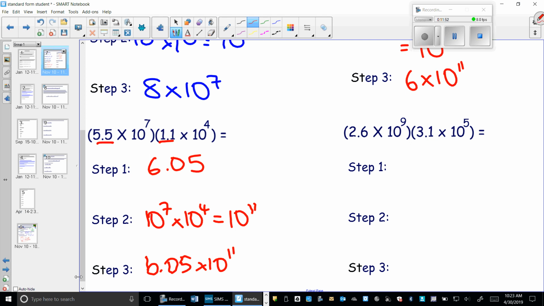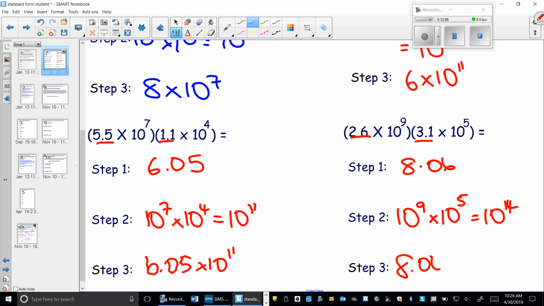Okay? Next one here, 2.6 multiplied by 3.1. 8.06, thank you. And then we've got 10 to the 9 multiplied by 10 to the 5, which is 10 to the 14. So it's 8.06 multiplied by 10 to the 14. Okay? So everyone should have all 4 of those. Even if you've just got the final answer, that's fine because it will mean you did it in your calculator.